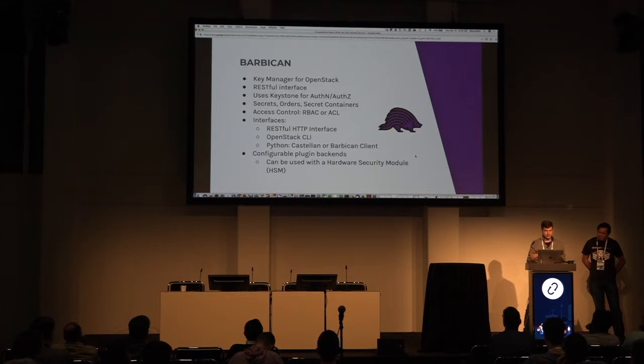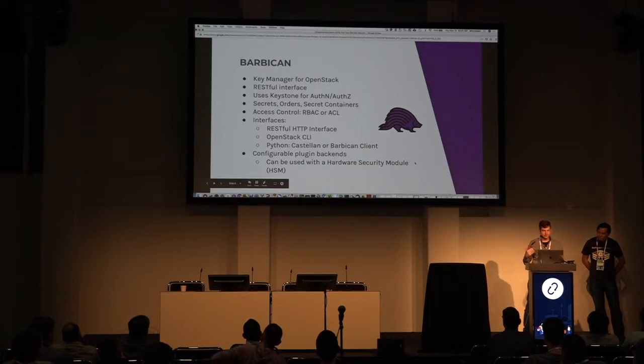And it provides a set of different access points, either through the RESTful HTTP interface, through the OpenStack CLI, or through Python libraries. And then finally, there's the configurable plugins, and that's what we'll talk about for the rest of this talk.